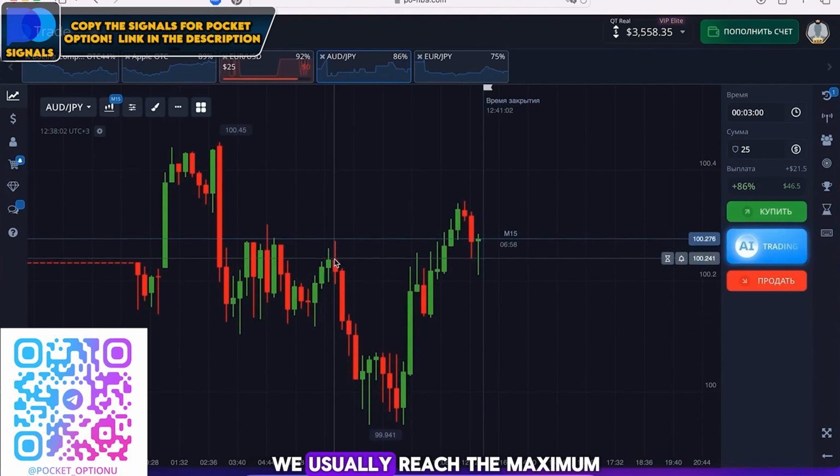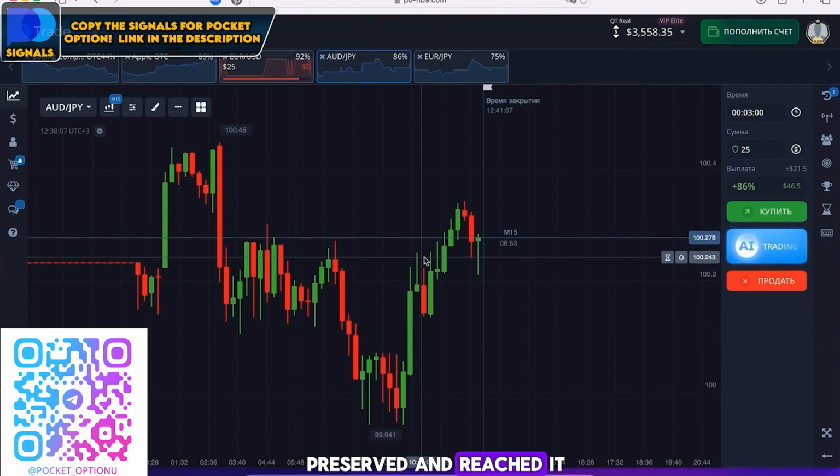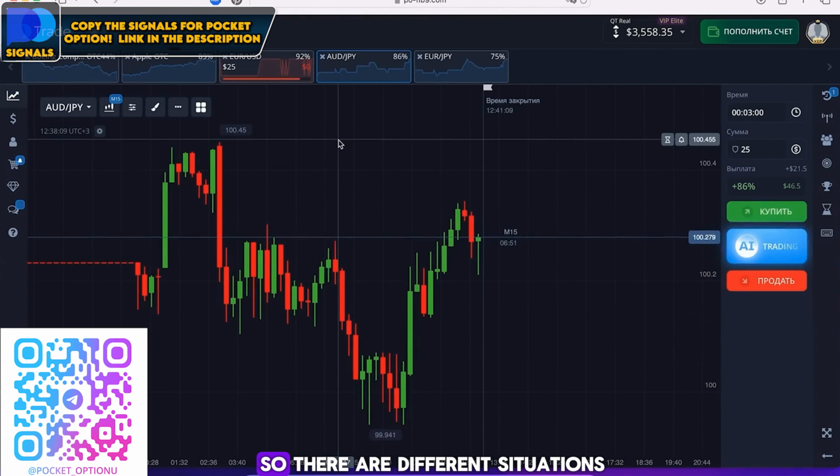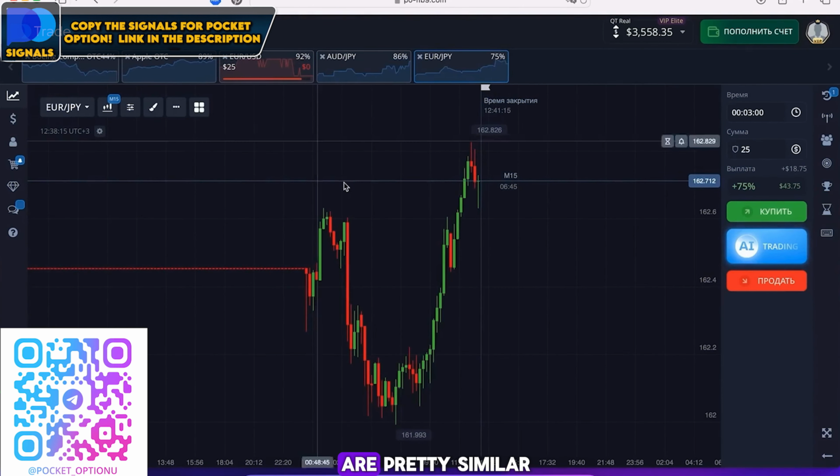With a V-shape we usually reach the maximum. As we see here, it has been preserved and reached it, even pierced it. So there are different situations. You just have to analyze everything and look for everything. But basically, all trends are pretty similar.